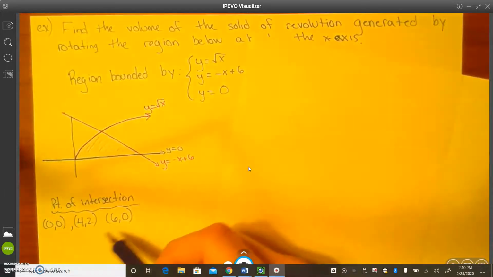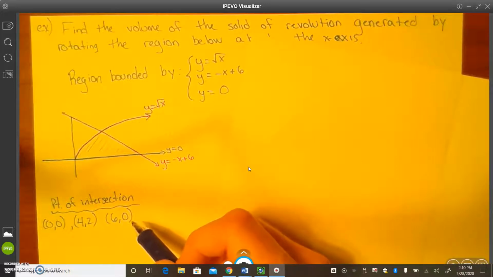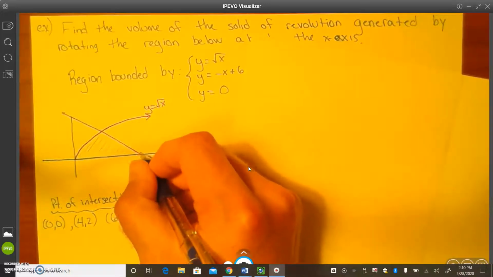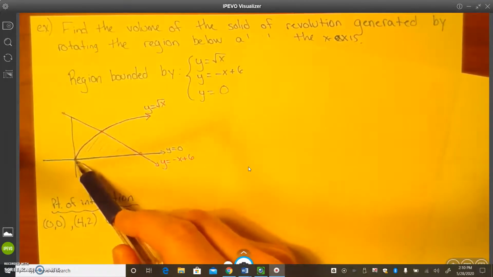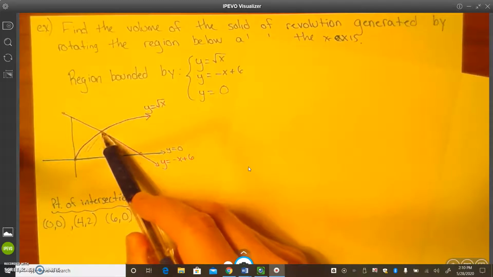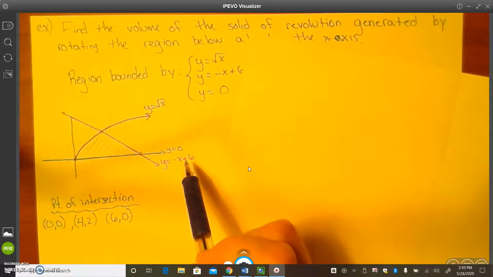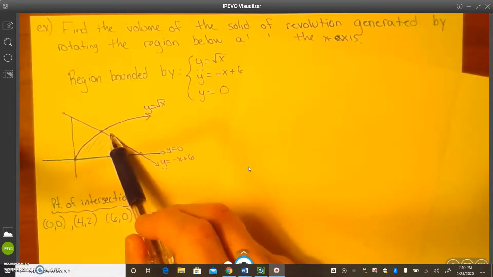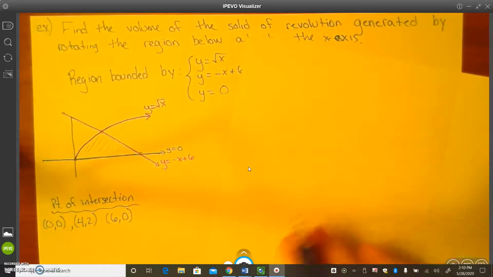I also wanted to point out a few things. With a region of this type, you always want to get your points of intersection emphasized as well. So we have, of course, the origin 0, 0. We have the x-intercept of our line, 6, 0. And then I can set the two equations that meet here, square root of x and negative x plus 6, equal to each other, solve for x, plug it in, and get the y coordinate. That's 4, 2.